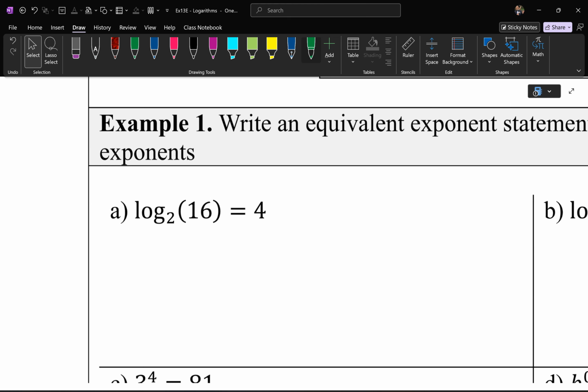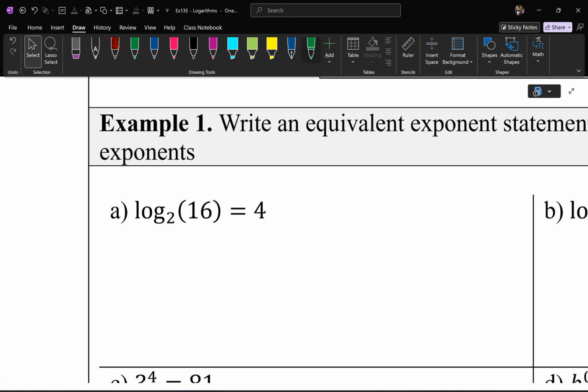When I say write an equivalent exponent statement for this, what does log 2 of 16 mean? I know the answer is 4 here because I wrote the 4 for you. But if you read it, what does log base 2 of 16 mean? What am I asking? Because you're trying to write an equivalent statement now. What's this as an exponential, Christina?